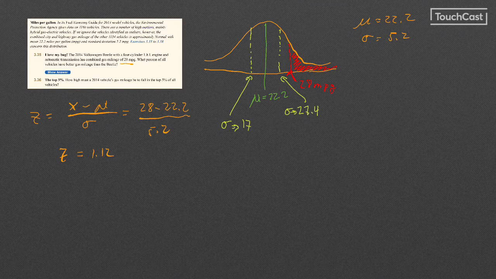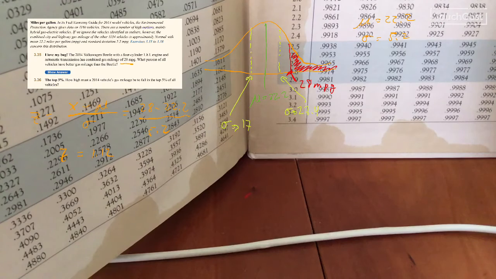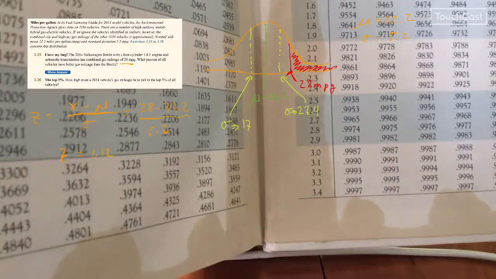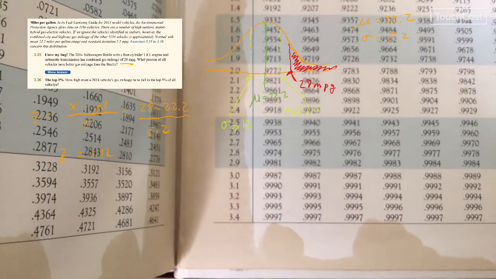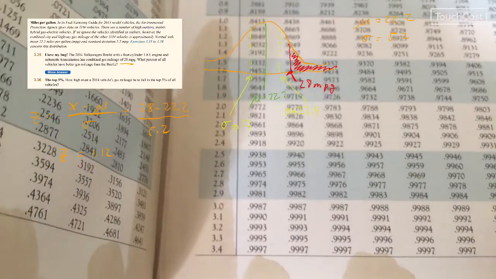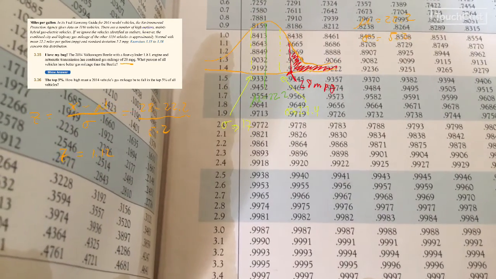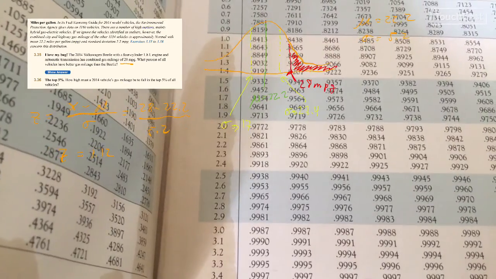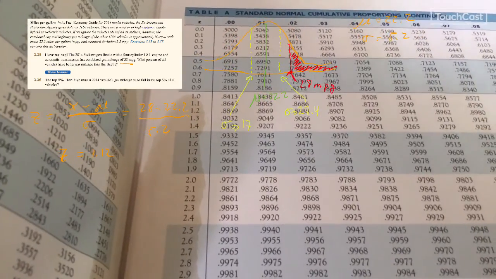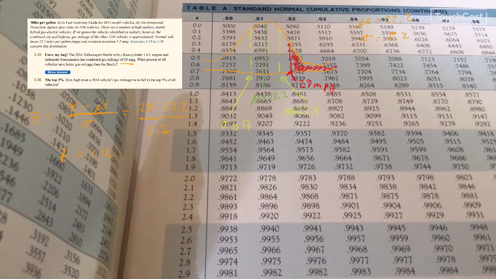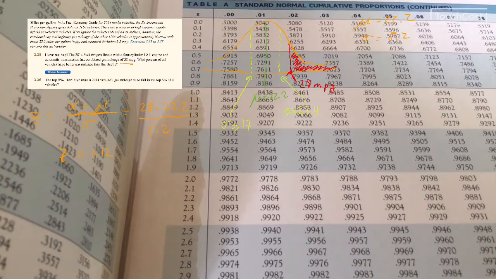Now that I know the z-score, I need to go to either Excel or the table, and in this case we're going to go to the table, and we're going to look the z-score up to figure out what the percentage is. For lack of being able to have this image in my camera roll, I'm just going to do this the easy way, which is to show you live what I'm looking at in the book. This is the back portion of the book, and this is Table A, standard normal cumulative proportions. Our number was 1.12.